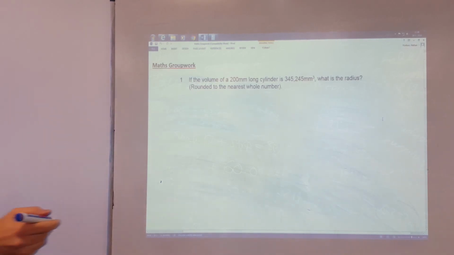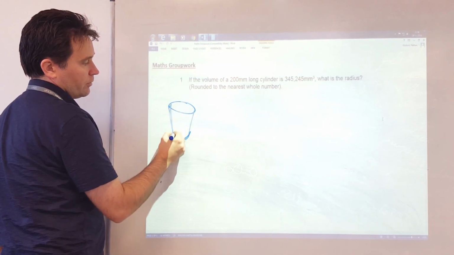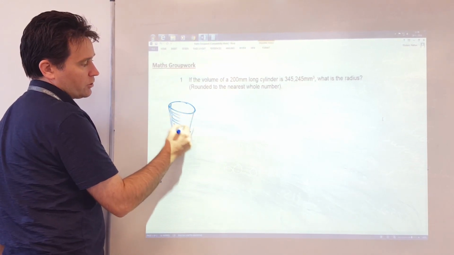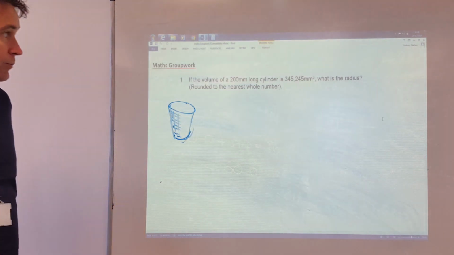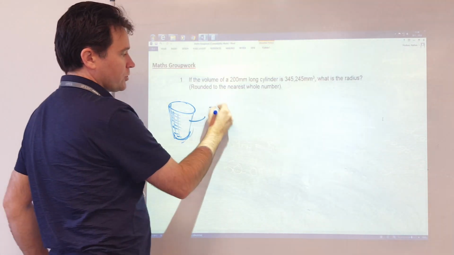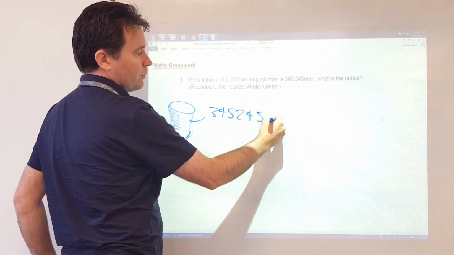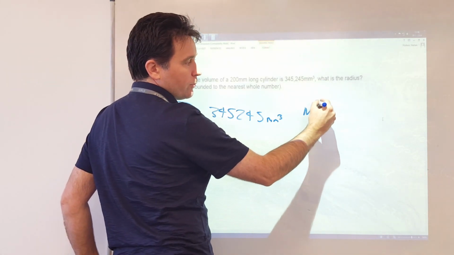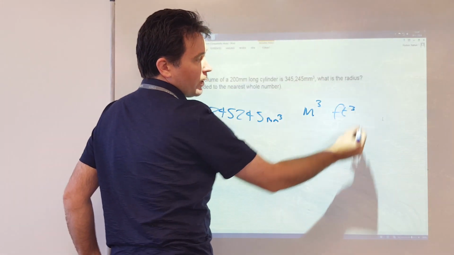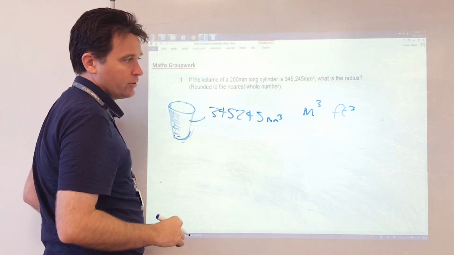So if the volume of a cylinder, so let's draw a cylinder, that's it in perspective, so it's like a toilet roll tube. The total volume is 345,245 millimetres cubed. Any units that you see cubed, metres cubed, feet cubed, whatever, just means that you're talking about a volume, you're talking about a 3D solid.